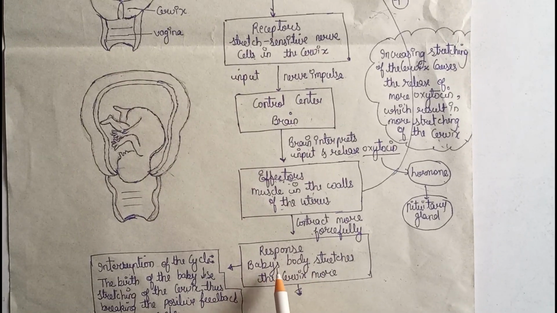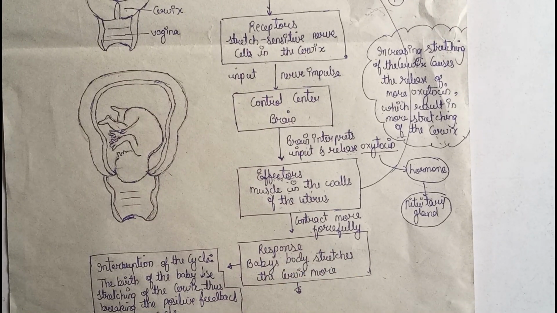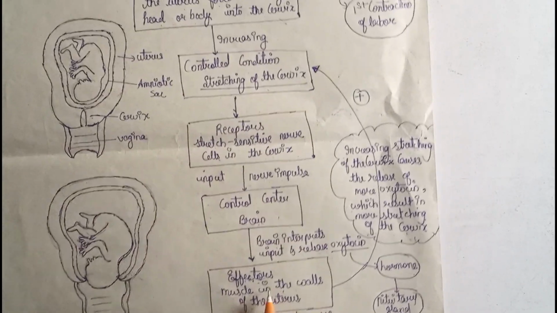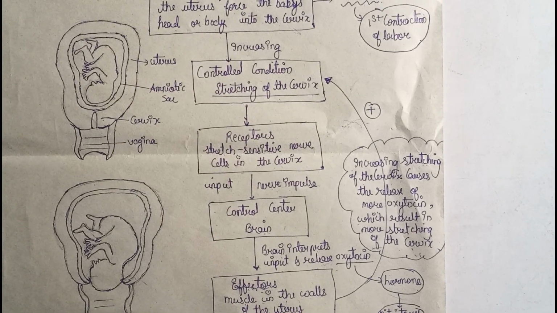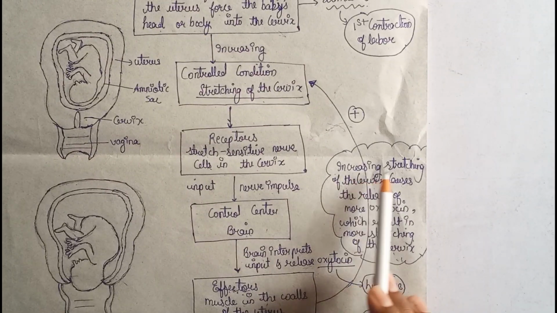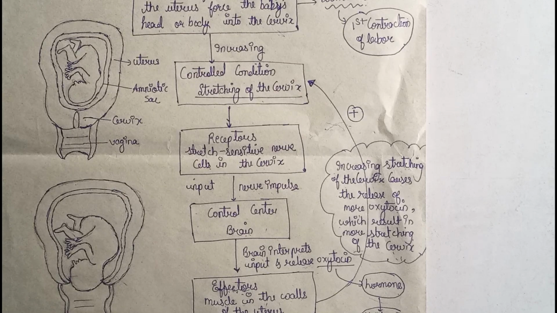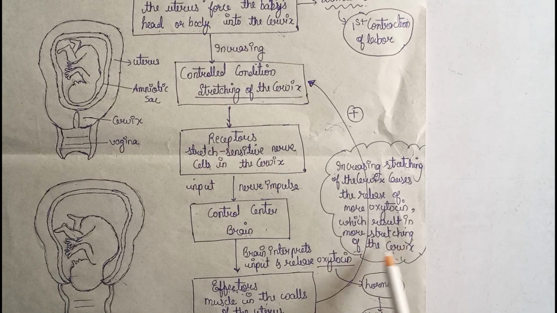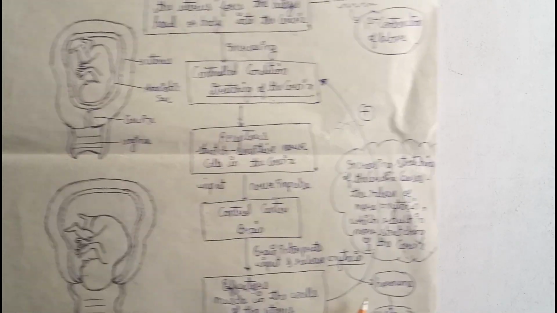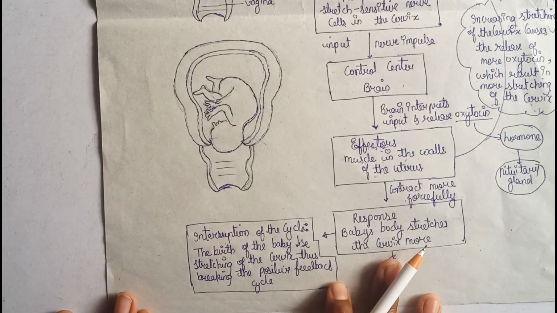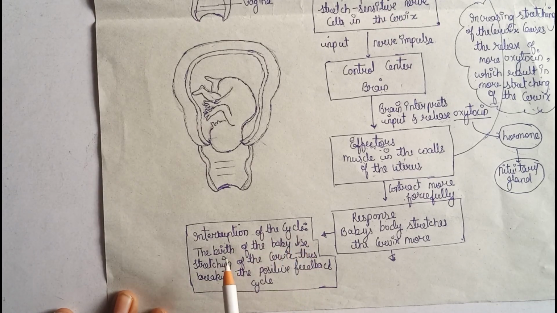In response, the baby's body stretches the cervix more. The baby's body stretches the cervix more, and then the effector, the muscles in the walls of the uterus, sends information again to the controlled condition. What is this information? Increased stretching of the cervix. Again, increased stretching of the cervix causes release of more oxytocin, which results in more stretching of the cervix. Okay, and then what is the time to stop this process? There is a time: interruption of the cycle means the birth of the baby.